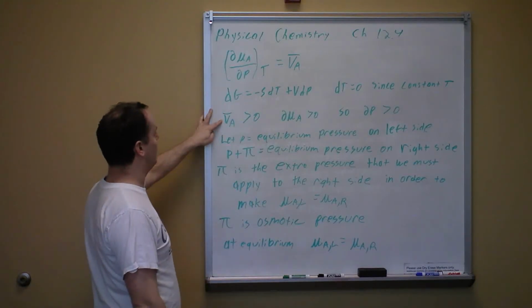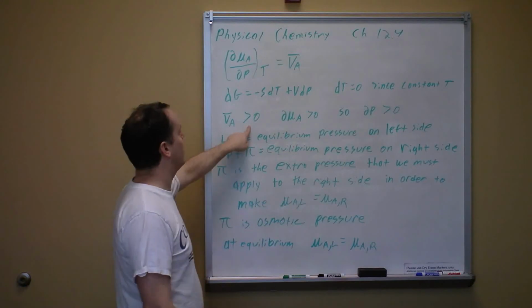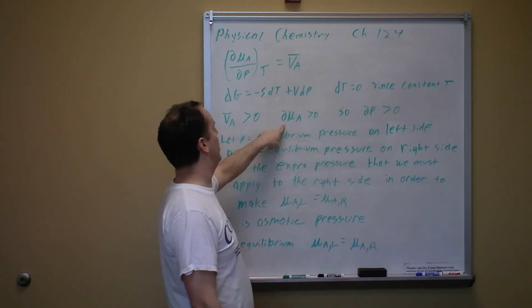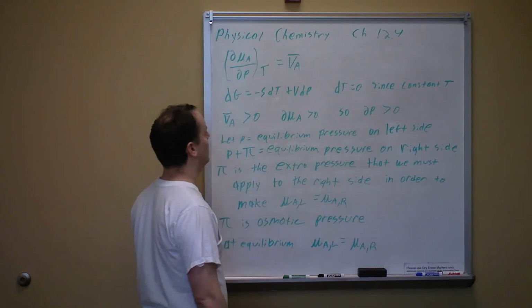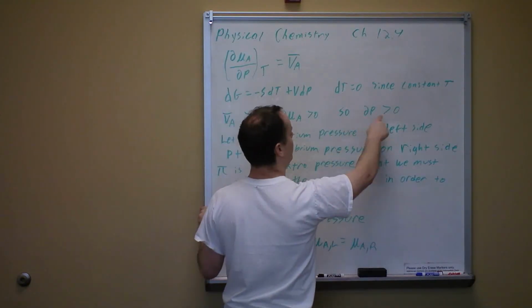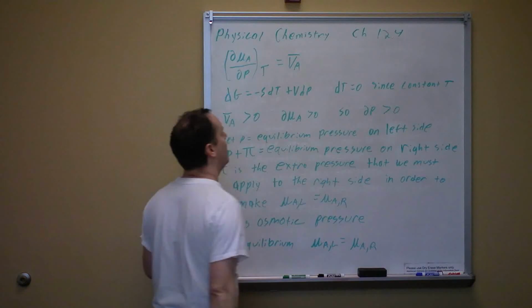Now we know the partial molar volume of A is going to be greater than 0. And we know that the change in the chemical potential of A is going to be greater than 0. Therefore, the change in pressure is going to be greater than 0.